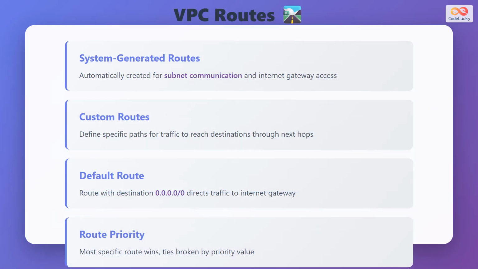Routes in VPC networks determine how traffic flows from one point to another. Google Cloud automatically creates system-generated routes for subnet communication and Internet gateway access, so you don't have to worry about basic connectivity. However, you can also define custom routes to create specific paths for traffic through designated next hops. The default route, with a destination of 0.0.0.0/0, directs traffic to the Internet gateway for external connectivity. When multiple routes exist for the same destination, the most specific route wins. If there's a tie, route priority values break the tie, ensuring predictable traffic flow throughout your network.